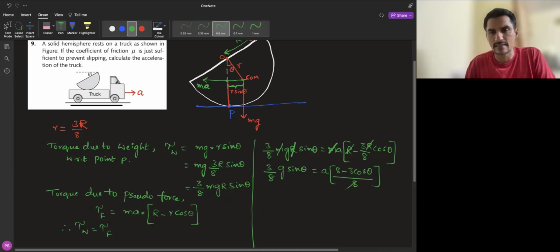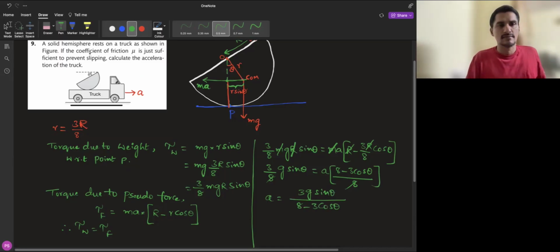So 8 gets cancelled. Therefore, I'm going to write the acceleration value. Acceleration we have got now. Acceleration is 3g sine theta divided by (8 minus 3 cos theta). This is the answer given. So what is the answer? a is equal to 3g sine theta divided by (8 minus 3 cos theta). This is a very interesting problem, right?